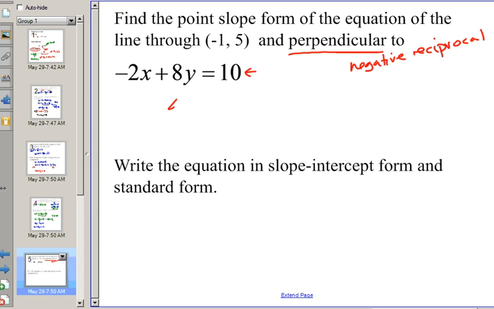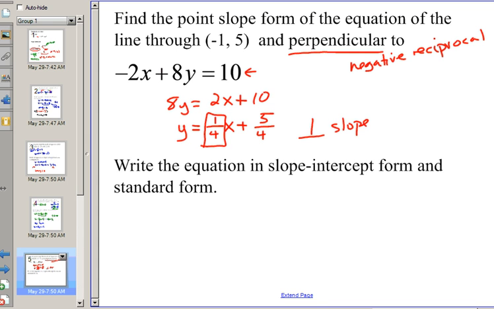I'm going to add my 2x to both sides. And I'm going to divide by 8. So 2/8 is the same as 1/4. And 10/8, if I divide them both by 2, is 5/4, because that's 10/8. So again, this is the slope of the line. The perpendicular will have slope negative reciprocal, so -4/1 or -4.